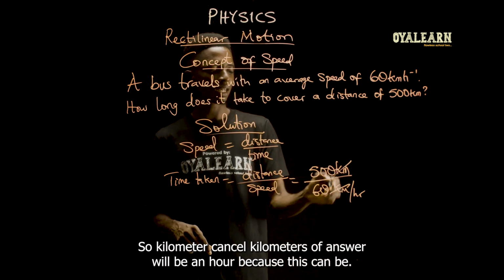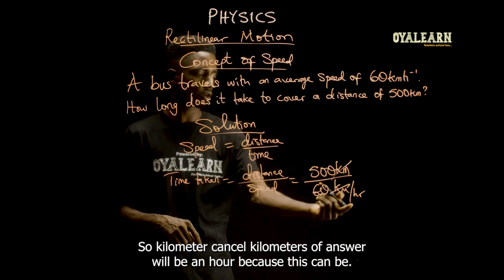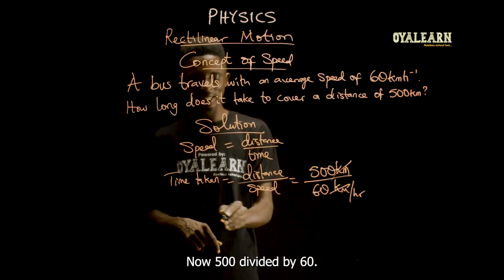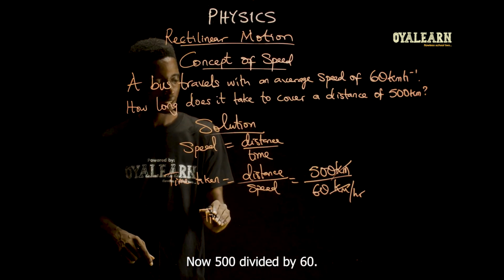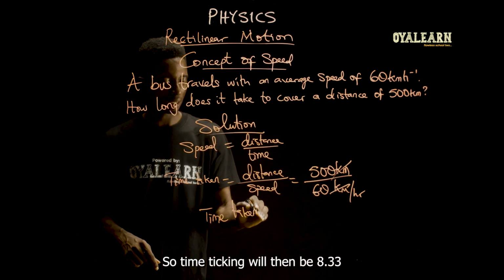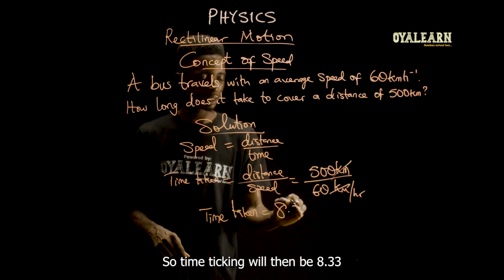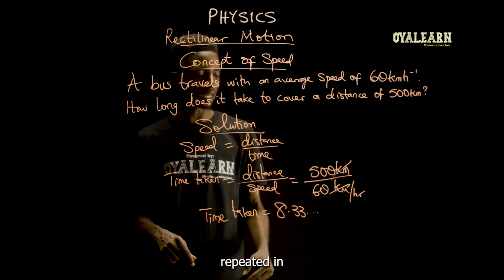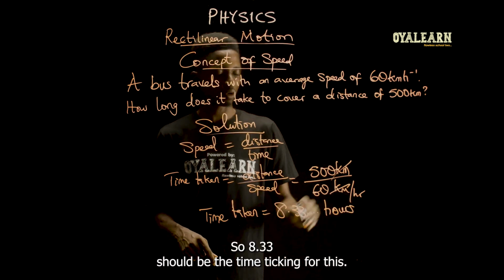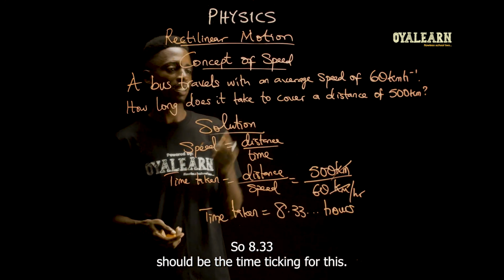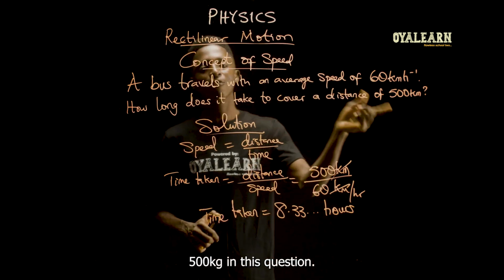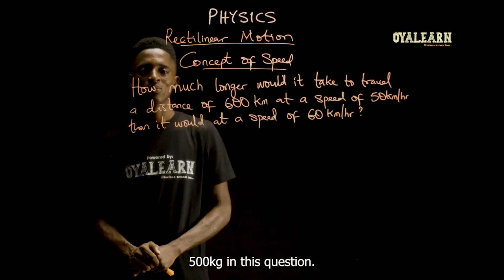Kilometer cancels kilometer, so our answer will be in hours because this can be taken to the numerator now. Now we have 500 divided by 60. So time taken would then be 8.33 repeated in hours. So 8.33 hours will be the time taken for this bus to cover 500 kilometers.